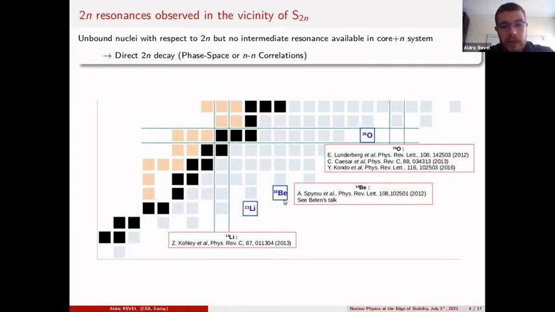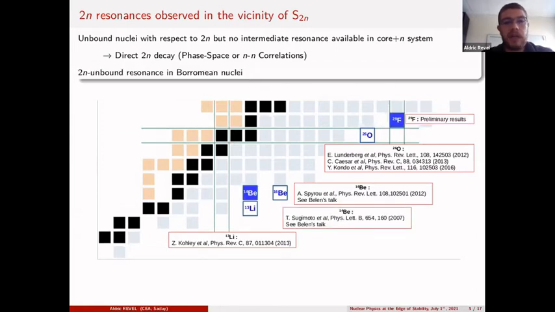So, for example, beryllium-16, such as Belén presented, but also lithium-13 and oxygen-16, which is very famous. And in this case, we don't expect to see any kind of sequential decay of the two neutrons, but more direct two-neutron emission. And we, of course, want to study eventual correlation between those two neutrons that are emitted.